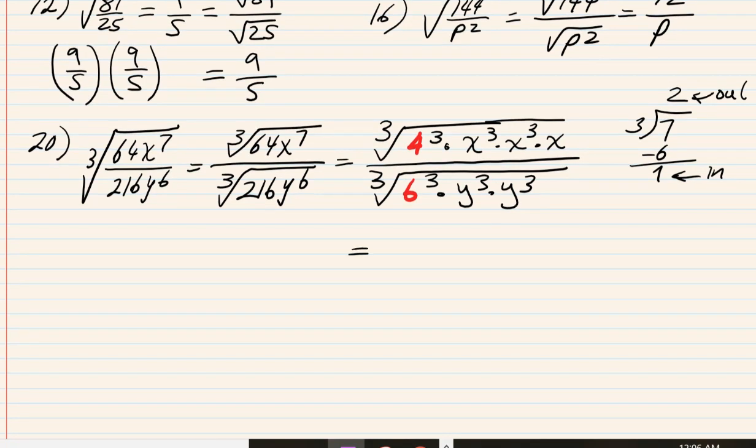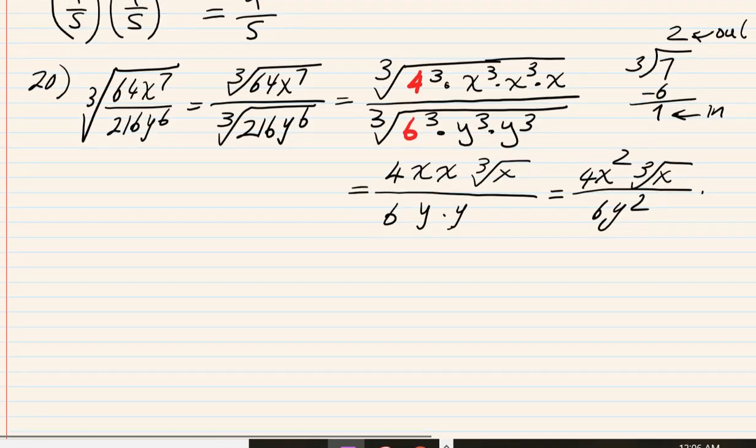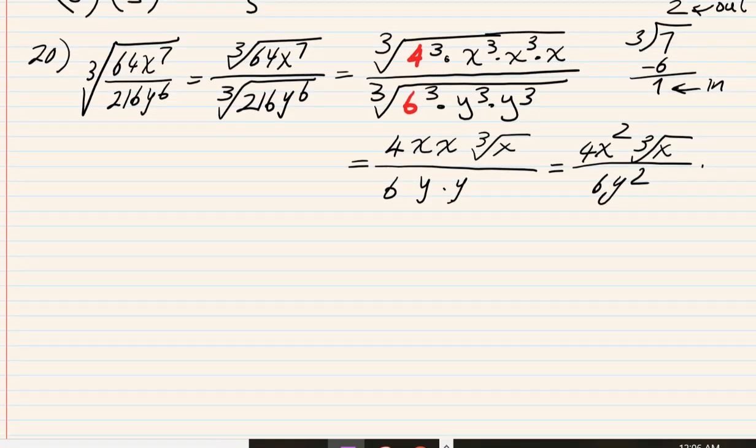So that's going to equal cube root of 64 is 4 on the outside. Now, the first x comes out, second x comes out, the cube root of x remains. Divided by cube root of 216 is 6. The y comes out, another y comes out, nothing remains under the radical. So the answer to this is 4x squared times cube root of x all over 6y squared. And we're done with this one. Okay, number 20. Let's take a look at number 30.